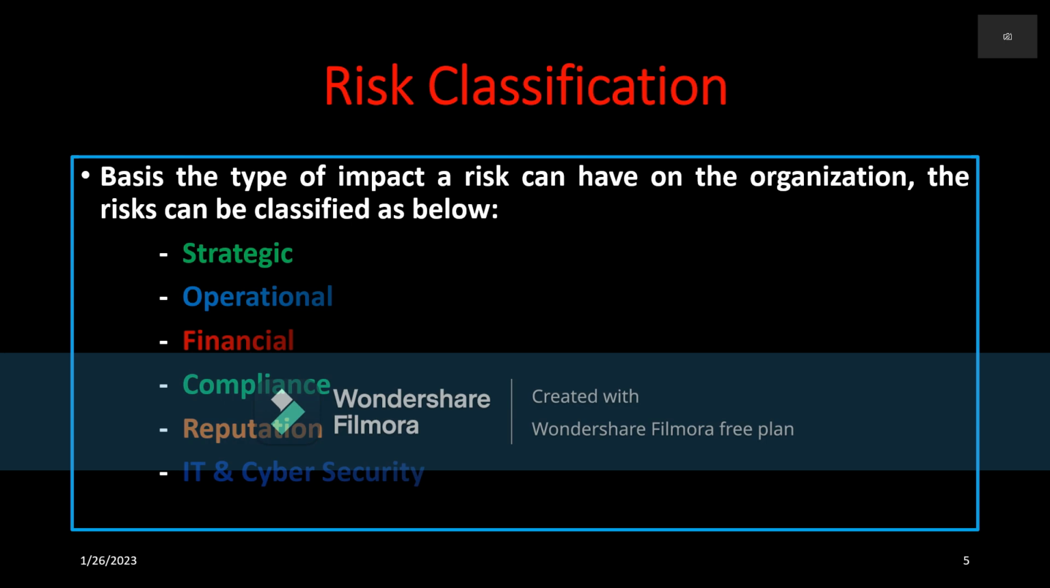Basis the type of impact a risk can have on the organization, the risk can be classified as below in these 6 categories: strategic risk, operational risk, financial risk, compliance related risk, reputational risk, and IT and cyber security risks.